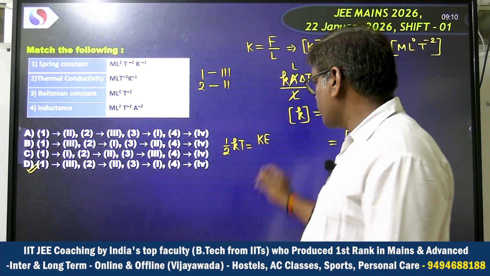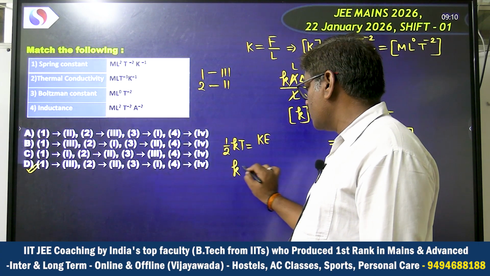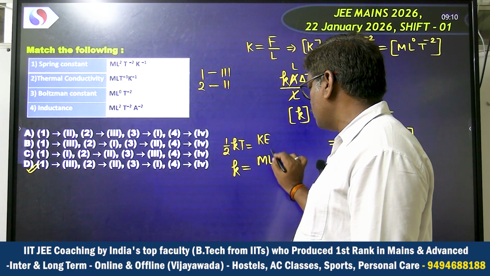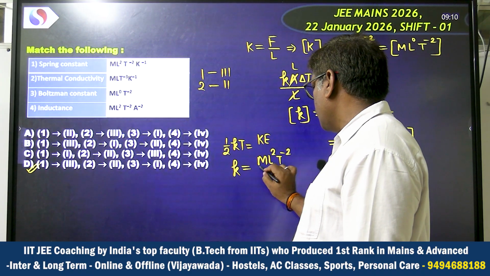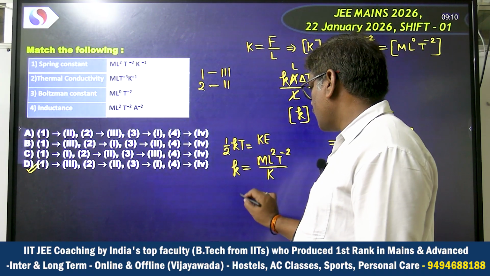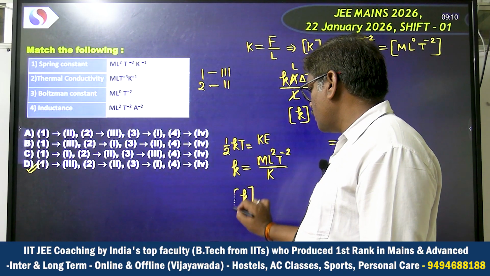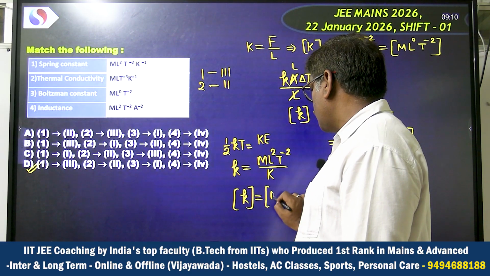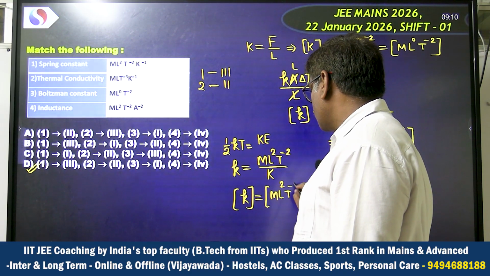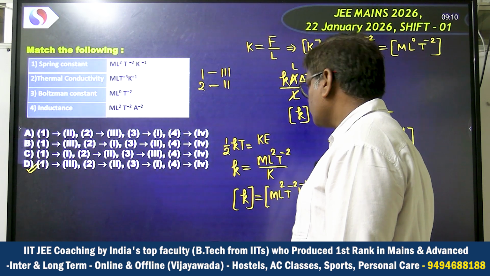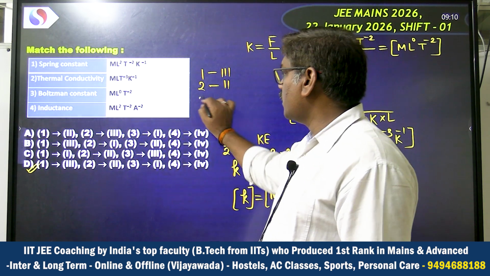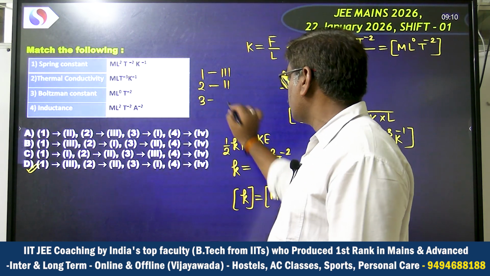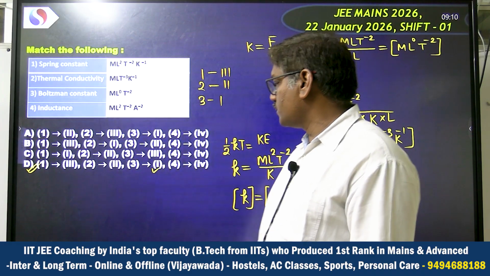Half kT is equal to the kinetic energy per molecule. So the Boltzmann constant is kinetic energy, M L squared T minus 2, divided by temperature. That means the dimension formula of the Boltzmann constant is M L squared T minus 2 K minus 1. So the third option, going with the first one.